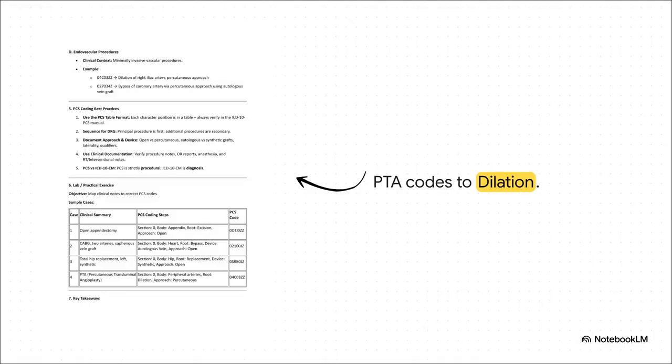A brilliant illustration of this is a percutaneous transluminal angioplasty, or PTA. This common procedure maps perfectly to dilation. If you're mapping a PTA of a peripheral artery to 04C03ZZ, just remember that while dilation is value 7, the core objective is always expansion, no matter which specific vessel they are targeting.